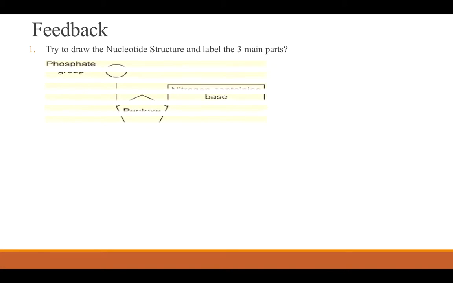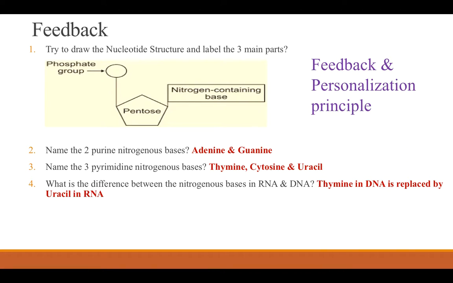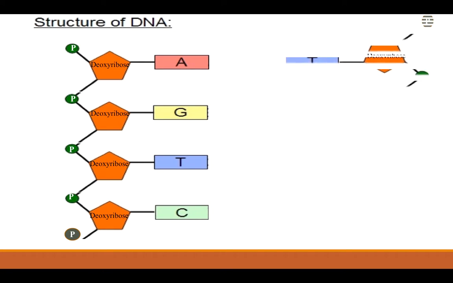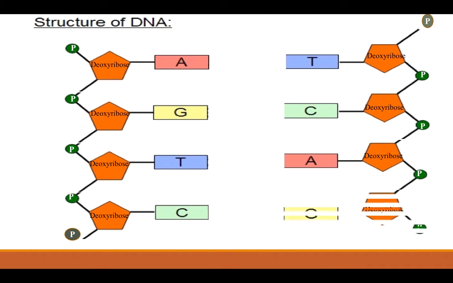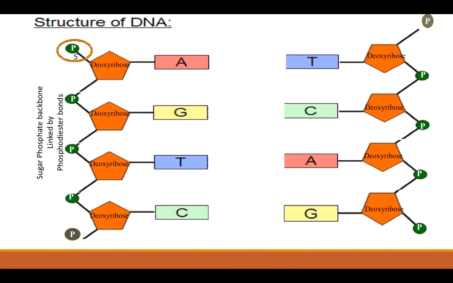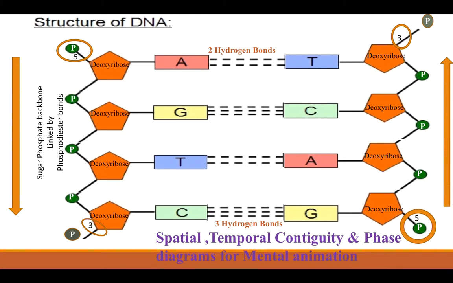Here I am using feedback principle along with personalization principle because I'm asking the learners to go back to the video if they have trouble answering the questions. In this slide, I'm using a phase diagram because I wanted the learners to mentally animate a complex structure of DNA. Therefore, I'm using a metacognitive strategy. But you can see that I'm also using signaling principles along with spatial contiguity and temporal contiguity principles.